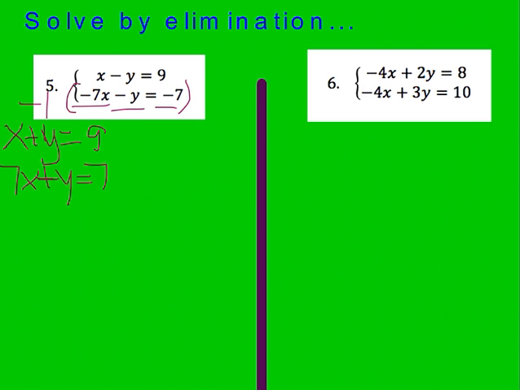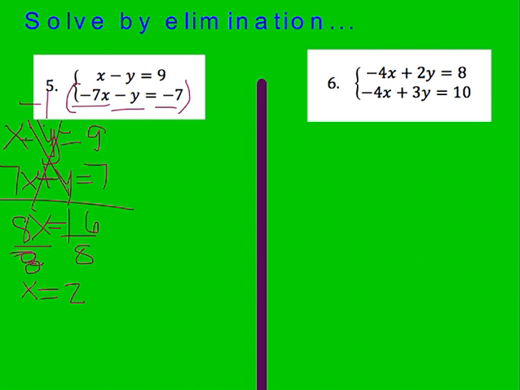Okay? So now I can go ahead and add down the columns, because if I were to write this out correctly, that should have been minus y. So those will cancel out. 7x plus x is going to give me 8x. 9 plus 7 is going to give me 16. So here, I'm going to divide both sides by 8, and I end up getting that x is equal to 2.